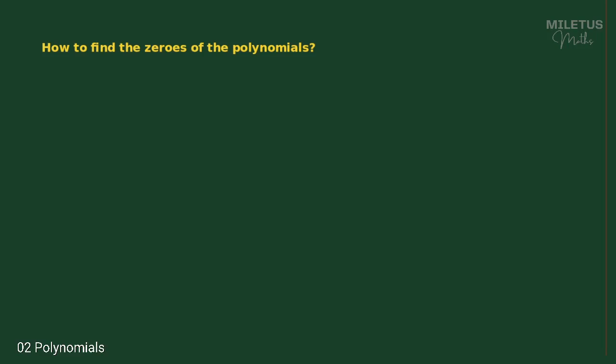Alright everybody, let's get started with the next lesson in the polynomial section, and that is how to find the zeros of polynomials. So far we have understood what a zero of a polynomial is and what it means geometrically, etc. Now the algebraic question comes: how to find such zeros of polynomials.